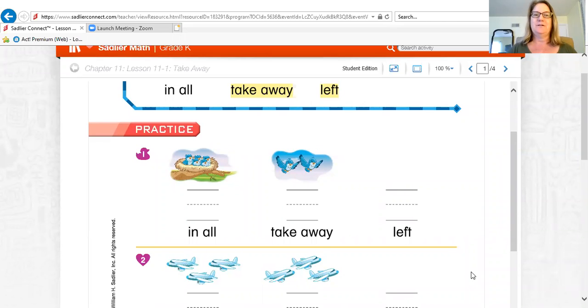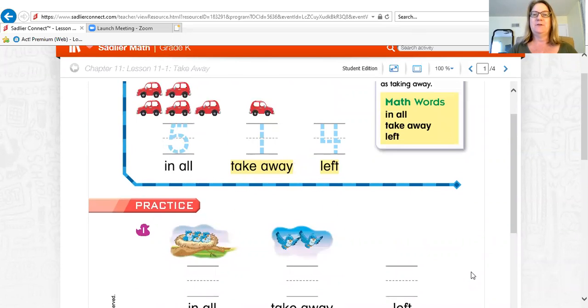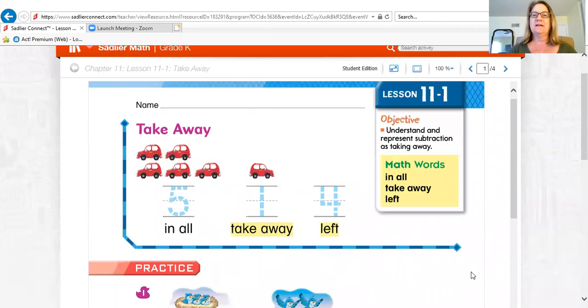All right, we're going to do our math today. We're done with chapter 10, which was addition. And today we're going to start chapter 11, which is subtraction.